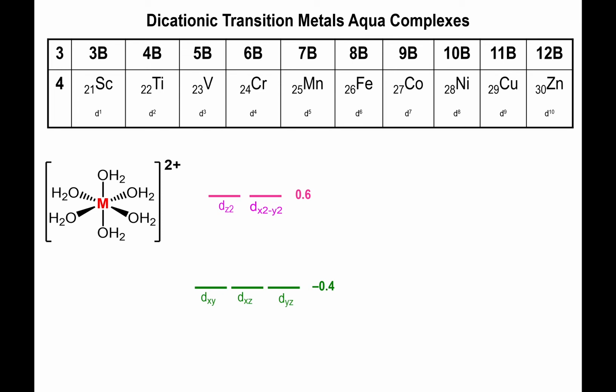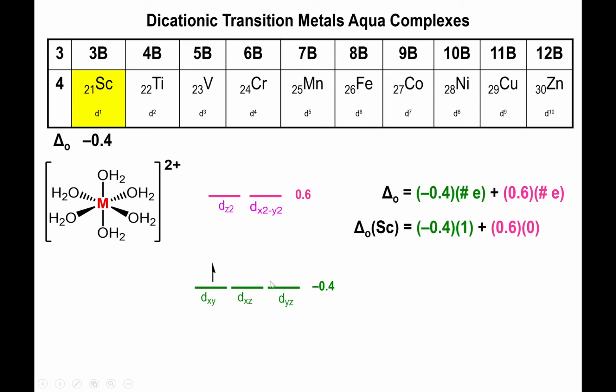All right, so let's see what happens. We're going to start with scandium. We only have 1 electron for scandium, so the only place we can place that electron is in the bottom portion of the crystal field diagram. So we only have 1 electron present in the set of 3 d orbitals in the bottom. That means that the delta octahedral stabilization energy is simply given by how many electrons we have in the negative 0.4 energy level and the +0.6 energy level. For scandium, we only have 1 electron in the negative 0.4 energy level and no electrons in the 0.6 energy level. So the value is negative 0.4 delta octahedral.